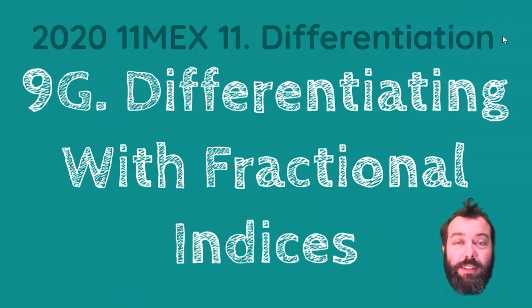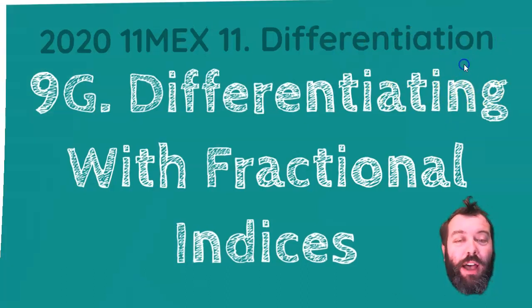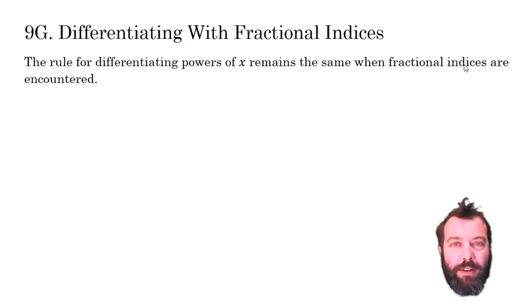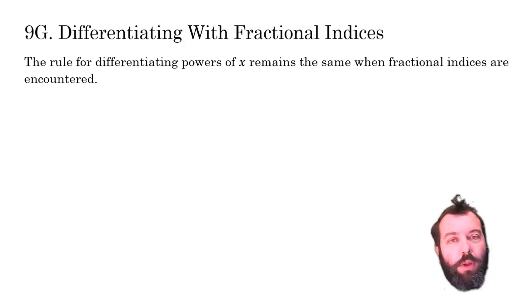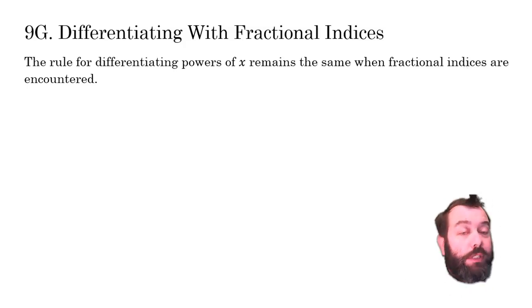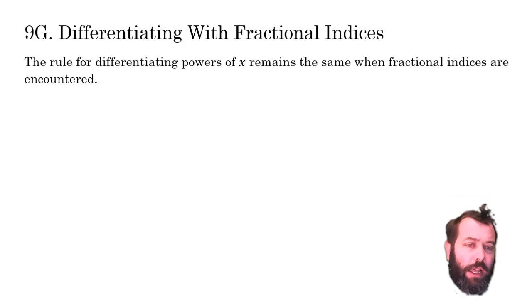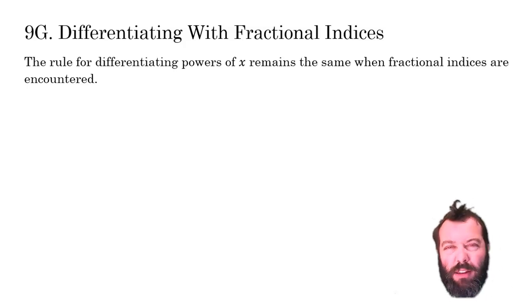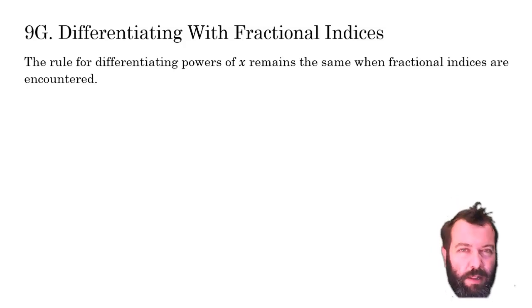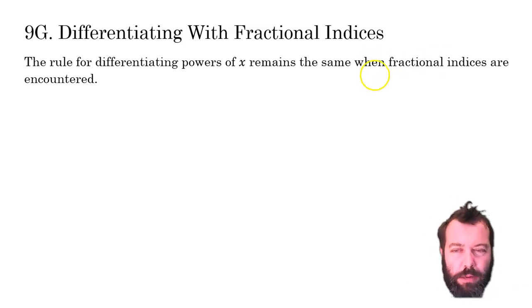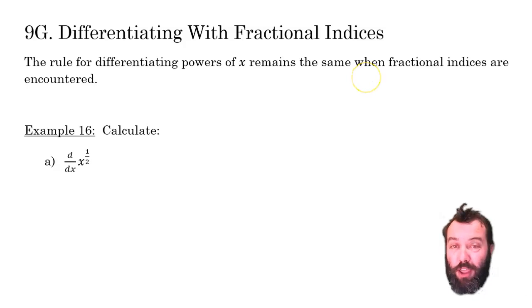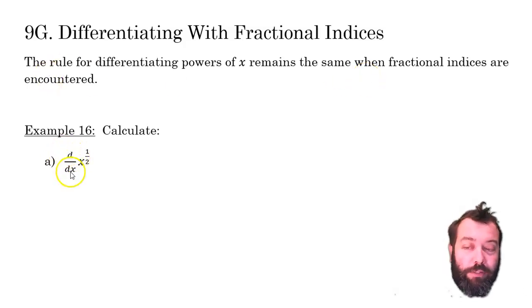Differentiating with fractional indices, same as anything else so far. Bring the power down, reduce by 1. We do have to be a little bit careful, perhaps presenting a function as having a fractional index instead of some sort of square root or something like that. So we might have to be a little bit careful there. And of course we're subtracting with fractions, and that's hard in year 2 and it doesn't get any better if you're not careful.